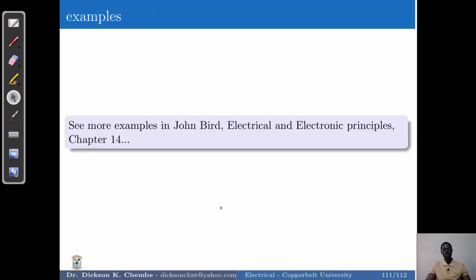Now, for more examples, I suggest you look for a book by John Bird, Electrical and Electronic Principles. It's in chapter 14, and it's got quite a number of examples that you can go through and understand and practice.